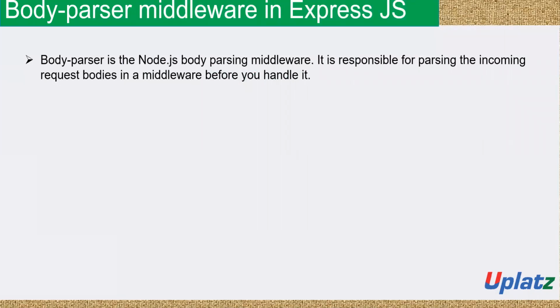Body parser is the Node.js body parsing middleware, responsible for parsing the incoming request bodies in a middleware before you handle them. This middleware function is very useful whenever we submit a form. In order to handle the form data, we can take support of body parser. Now let's quickly see one example of how to work with this body parser middleware in Express.js.